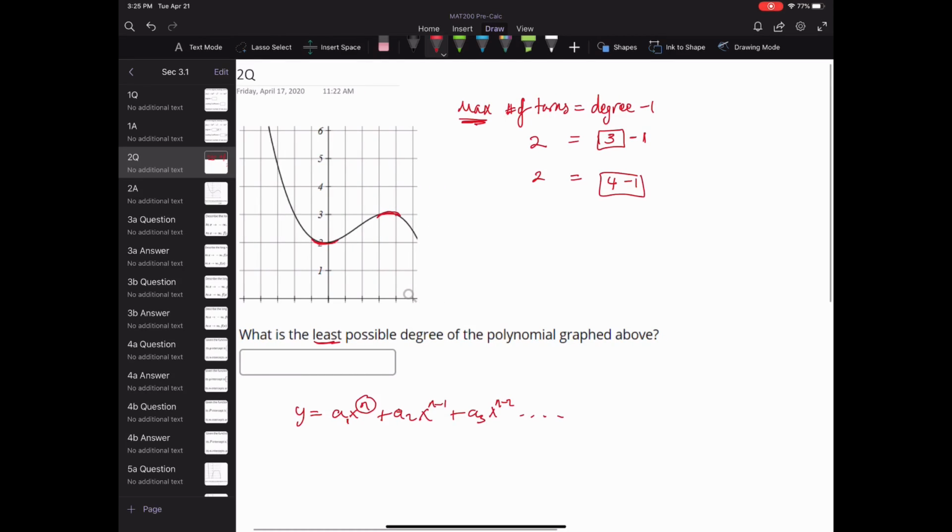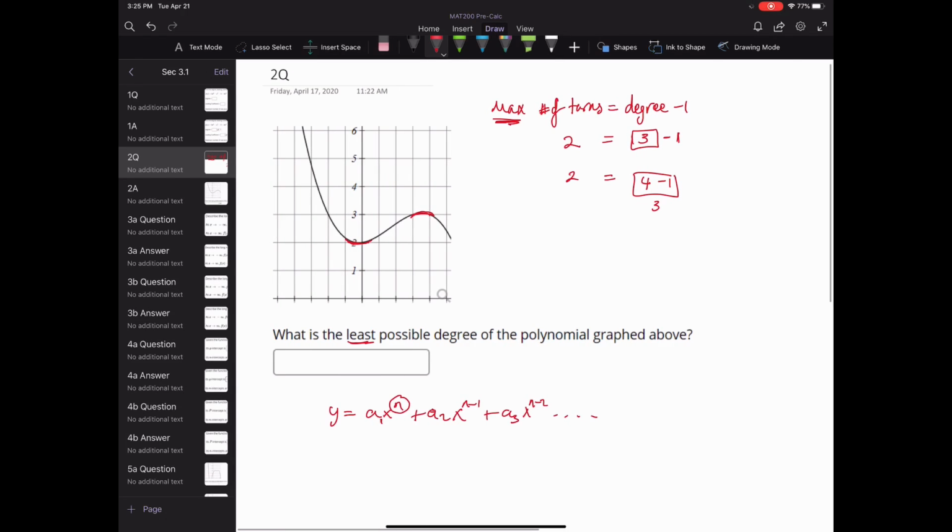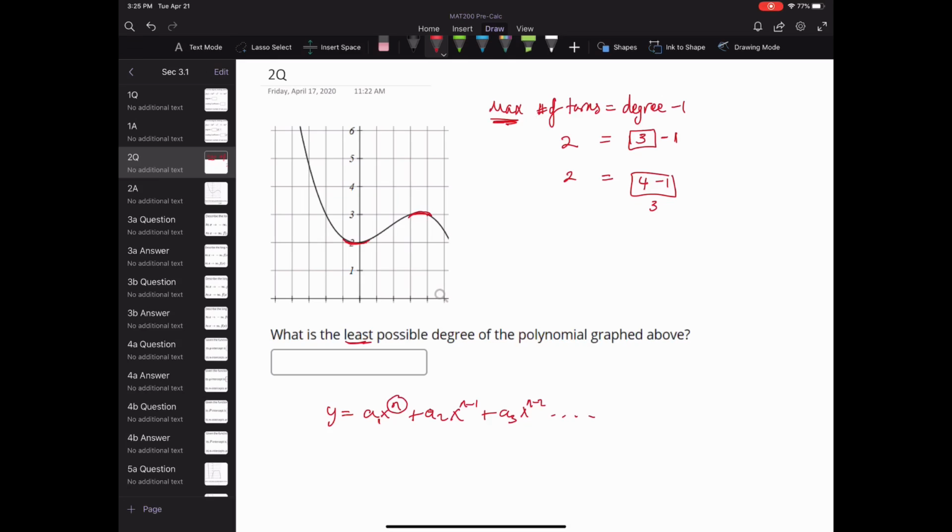But the max number of turns, like we didn't hit the max yet. We didn't hit that max of 3. So there's a possibility that it could have more turns. It's a possibility that the degree could be higher, but what we do know is that it's at least 3. Hope I didn't confuse you there.